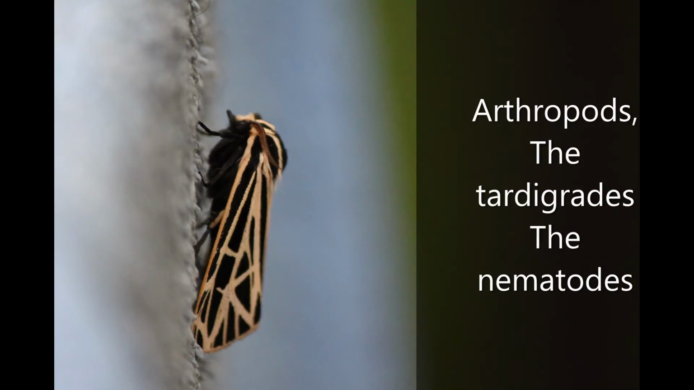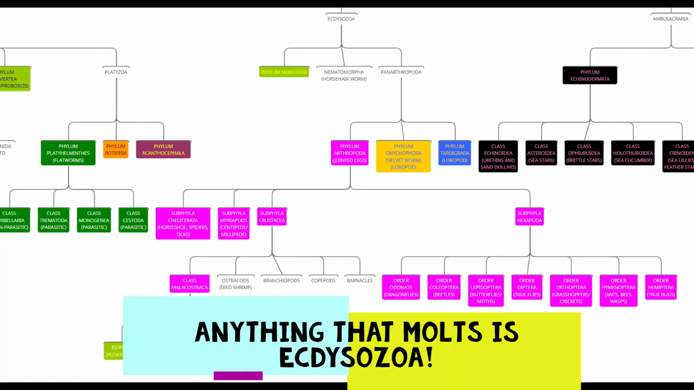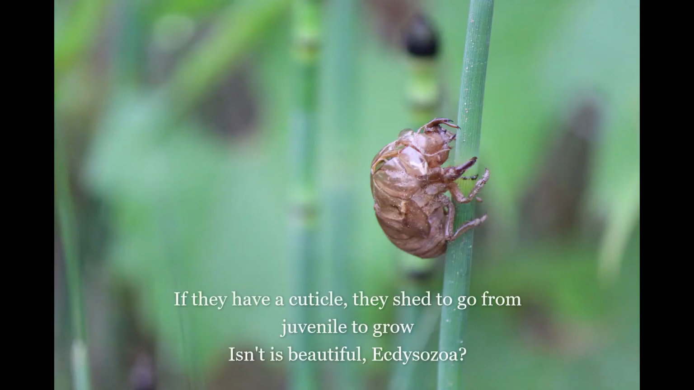Arthropods, the tardigrades, the nematodes, anything that molts is ecdysozoa. If they have a cuticle they shed to go from juvenile to grown, isn't it beautiful, ecdysozoa?